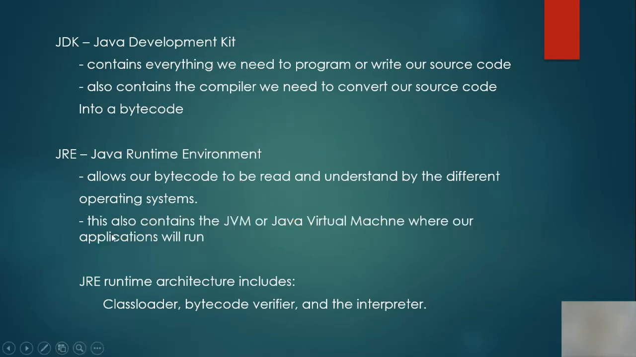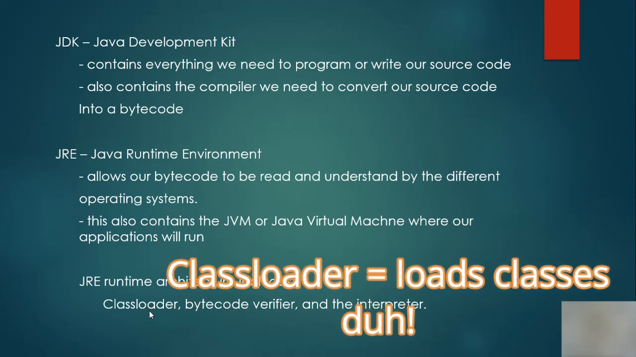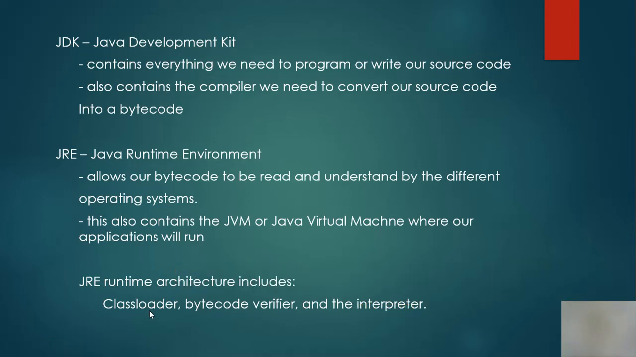So the following make up the JRE runtime architecture. First, we have here the class loader. The Java class loader dynamically loads all classes necessary to run a Java program. Since Java classes are only loaded into the memory when they're required, the JRE uses class loaders to automate this process on demand.